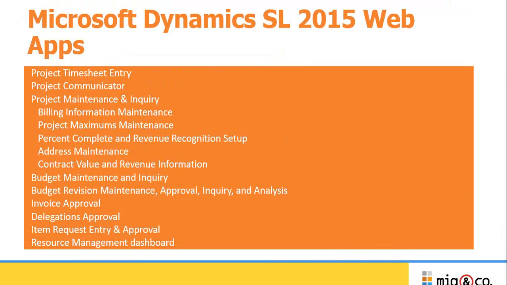The web apps that are currently available for Dynamics SL 2015 are Project Timesheet Entry, Project Communicator, Project Maintenance and Inquiry, Billing Information, Project Maximum Amends, which would be under Project Maintenance Inquiry, and percent complete, contract value and revenue recognition. Budget maintenance and inquiry is available, budget revision and maintenance, invoice approval, delegation approval, as well as item request entry and approval, and resource management dashboard.